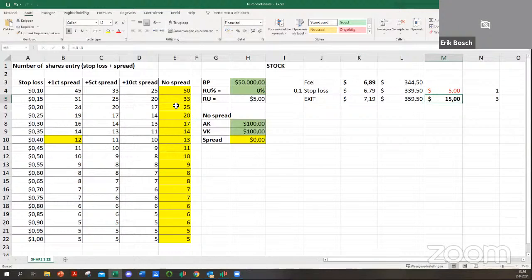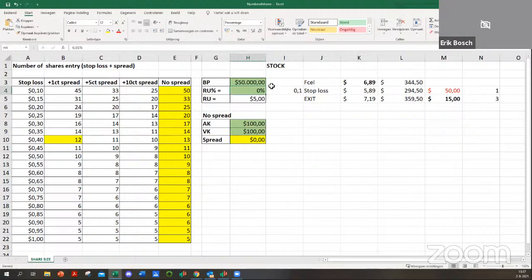So that's how you do that. If you have a big stop loss, like here, $1, that's far too large on FCEL, of course. If you have a $1 stop loss, that's just stupid, because if you buy it for $6.89 and your stop loss is $1, then it would be $5.89. Yeah, that's just too stupid to even think of. So let's not do that. That's not something that you want.